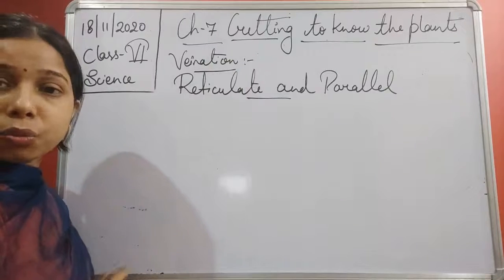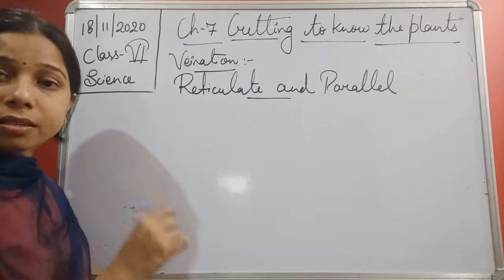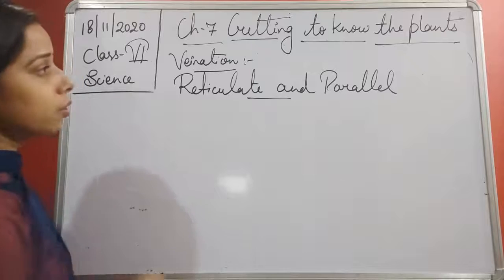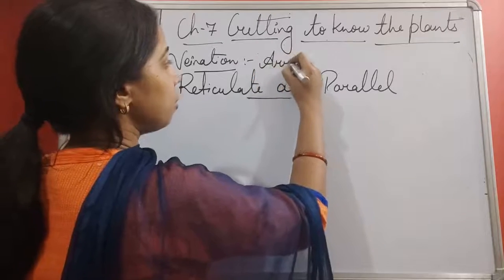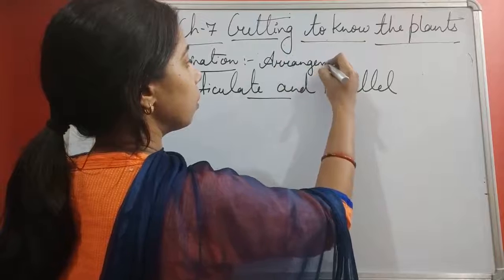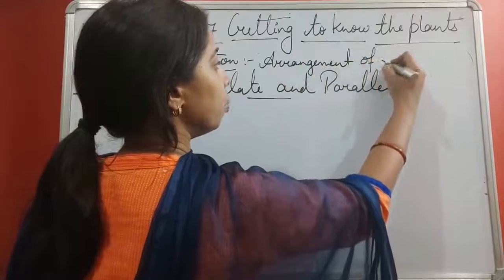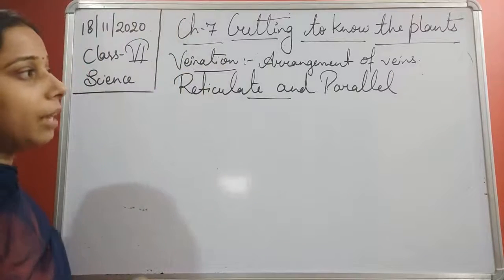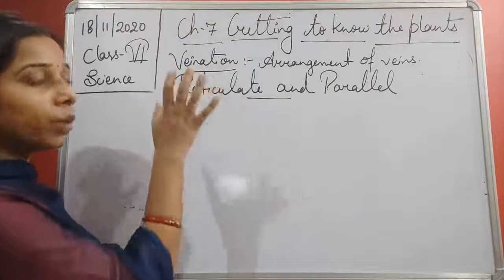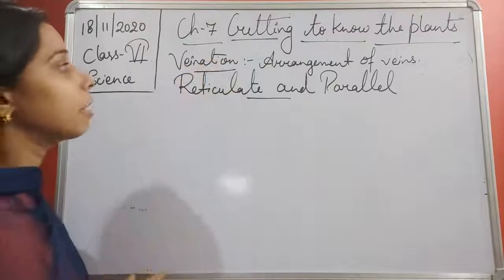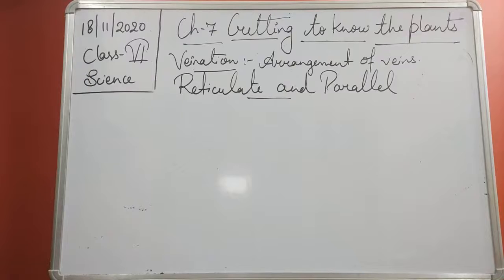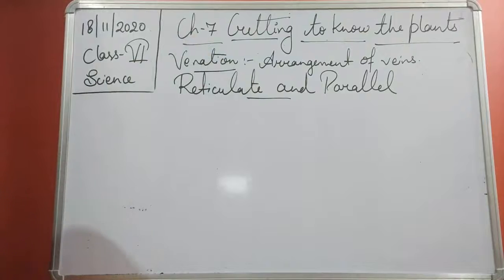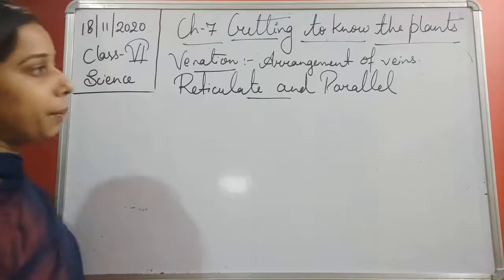What is venation, students? The arrangement of the veins on the leaf lamina is known as venation. Okay, so we can write it: arrangement of veins. From the term itself you have understood the meaning of venation, that is the arrangement of the veins over the leaf lamina.